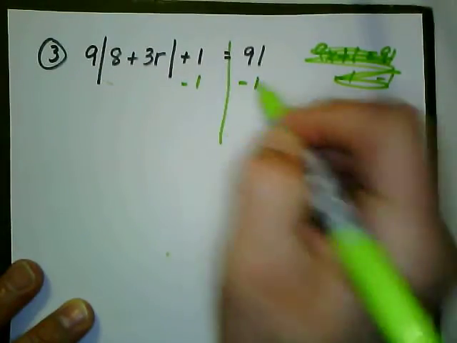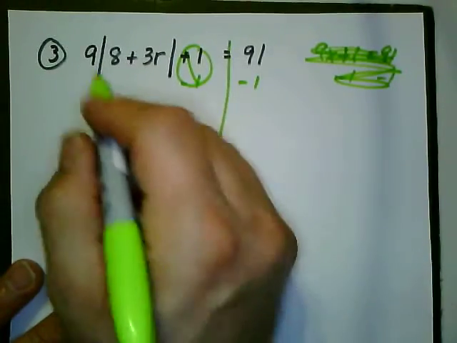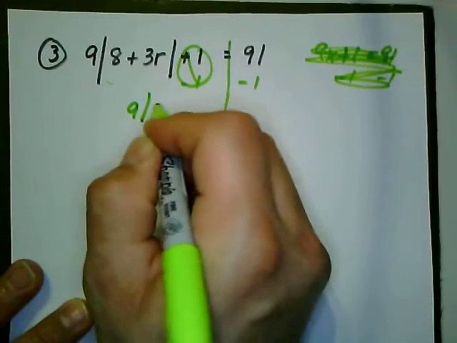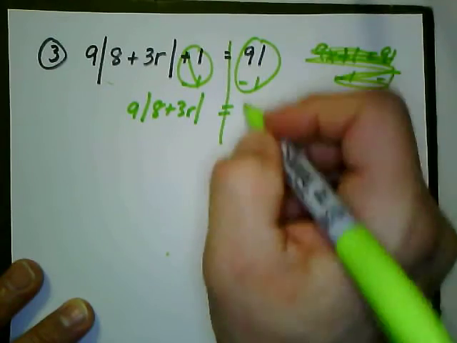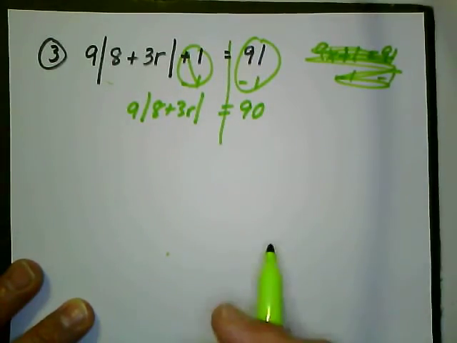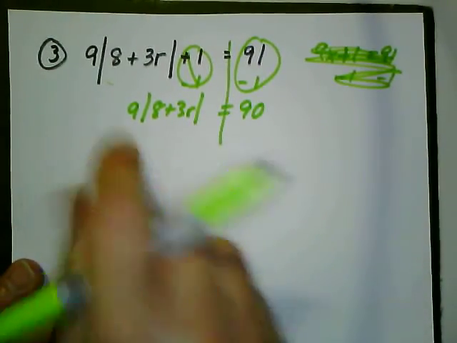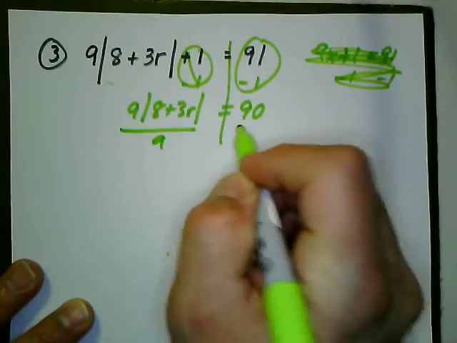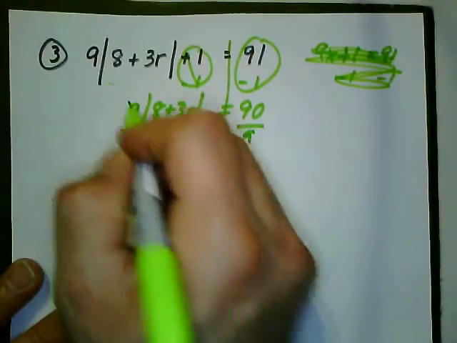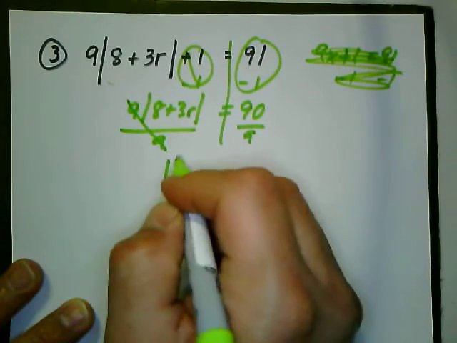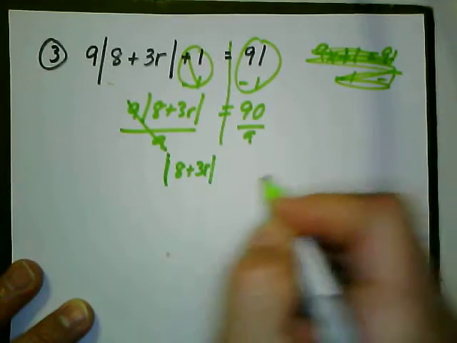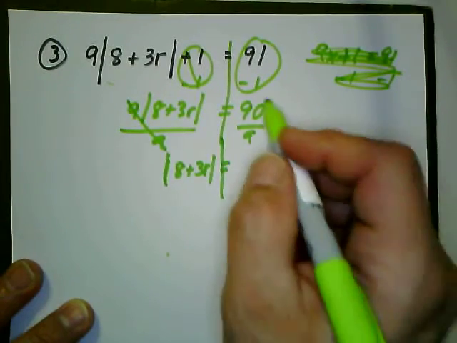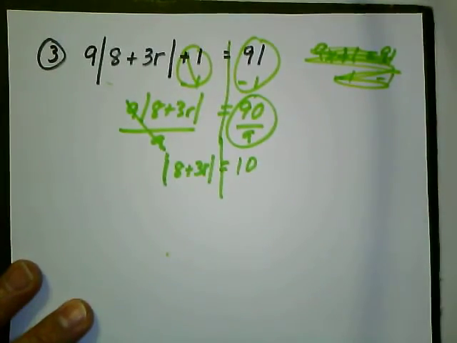Well, just like that, we're going to do that here. So we're going to subtract 1. We'll leave all of this. And 91 minus 1 is 90. Now we're going to get rid of the coefficient. And how do we do that? We divide by 9. The 9's now are gone, and we're left with the absolute value of 8 plus 3r equals, and 90 divided by 9 is 10.